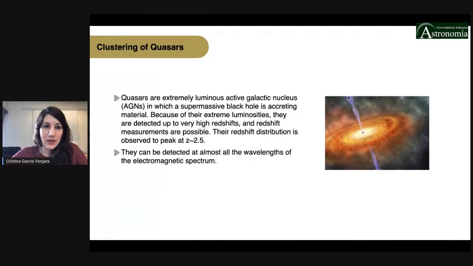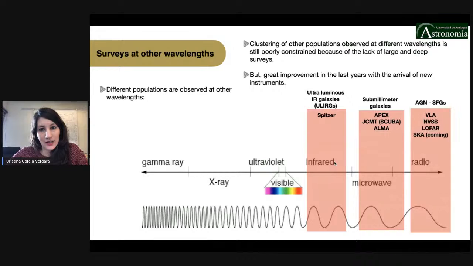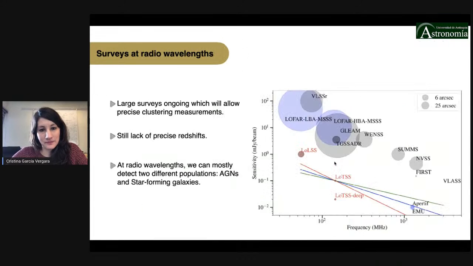Then you can think that AGNs are these extreme objects, but if you look at this from this angle or from this angle or from this angle, you will detect it as a different object. Okay. But keep in mind that at radio wavelengths, we can detect mostly AGN and star-forming galaxies.